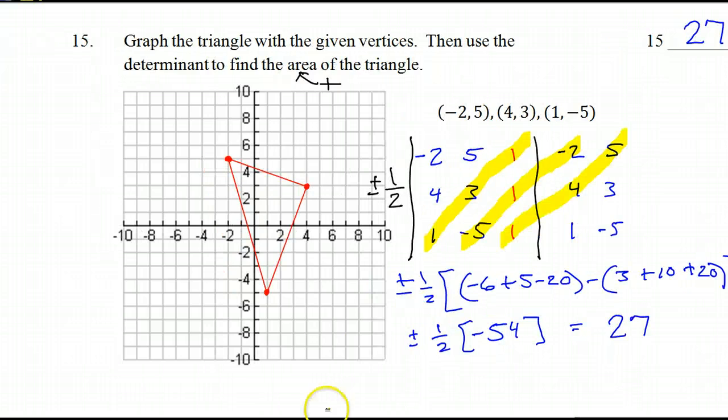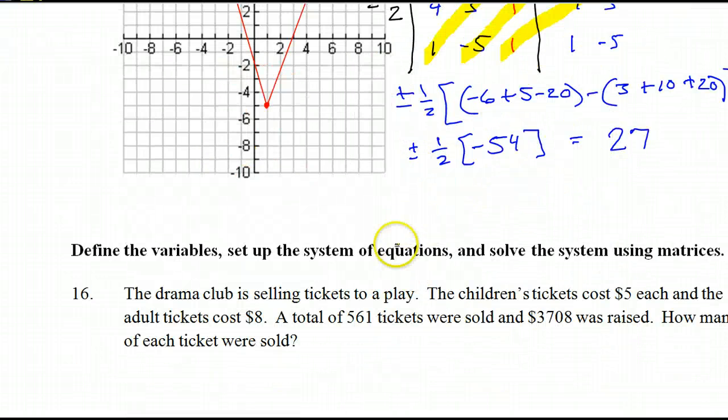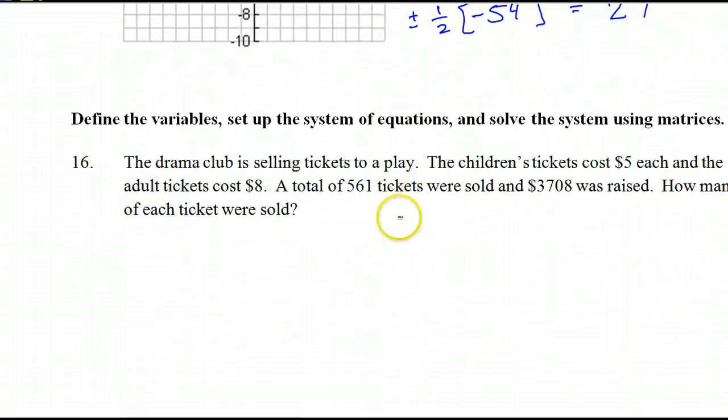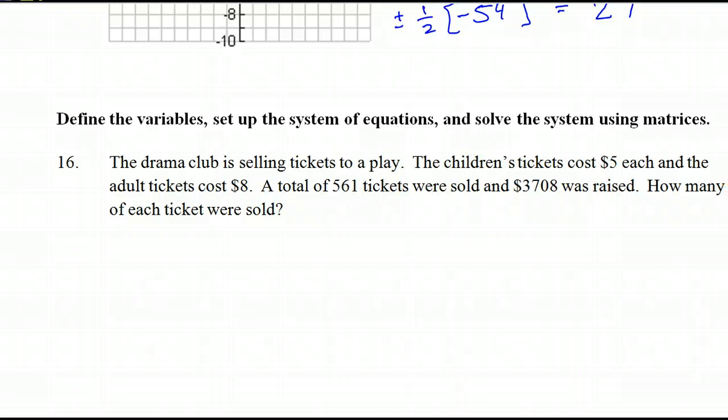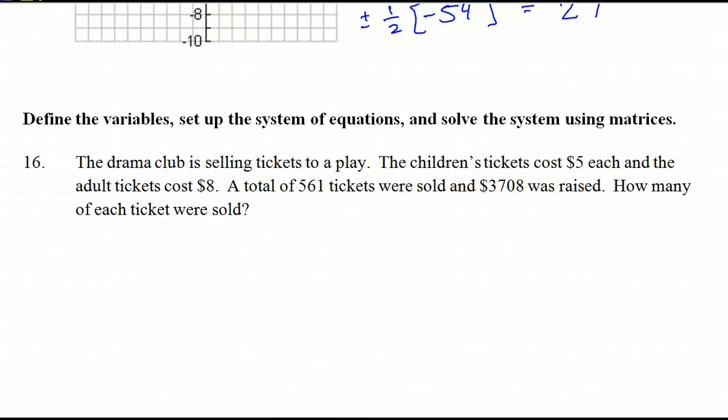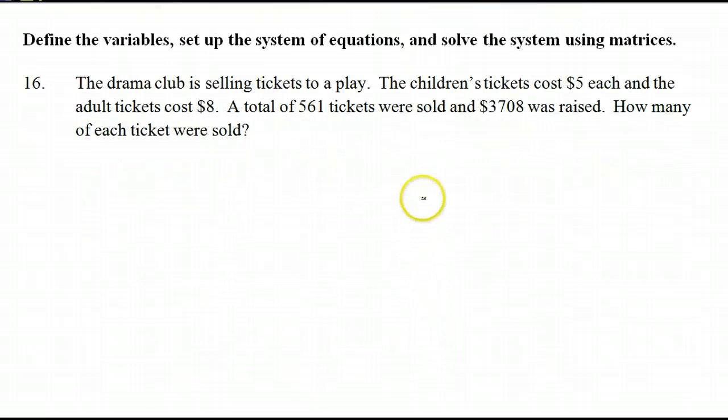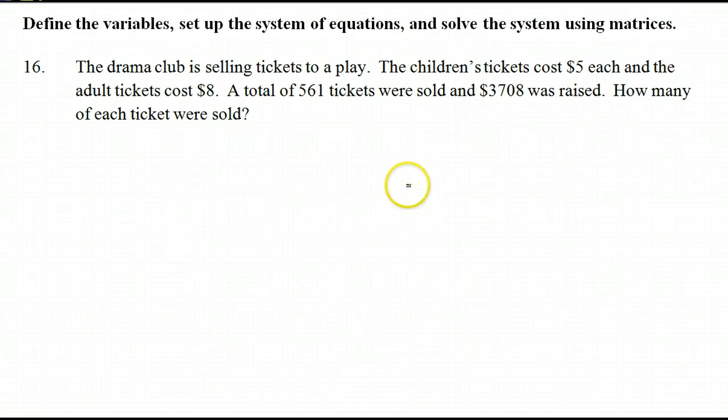Let us move on to number 16. Define the variable, set up a system of equations, and solve the system using matrices. The drama club is selling tickets to a play. The children's tickets cost $5 each, and the adult tickets cost $8 each. A total of 561 tickets were sold, and $3,708 was raised. How many of each ticket were sold?